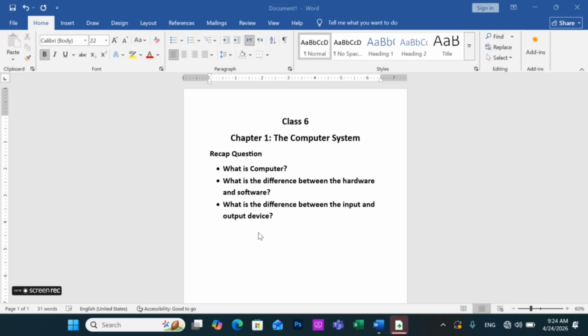Okay, so there is one question: why is the CPU called the brain of computer? आप लोग मुझे ये बता सकते हैं कि why is the CPU or Central Processing Unit known as the brain of computer? Any one of you? If you know the answer, then you can write it in the comment section.